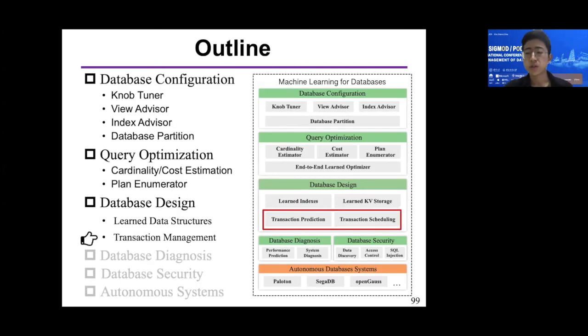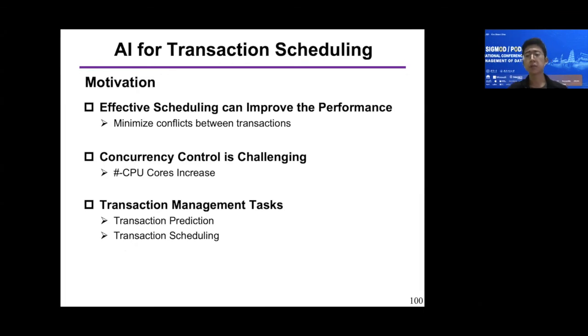Next, we introduce transaction management. The motivation includes that you need effective transaction scheduling, which can significantly improve the performance by minimizing the resource or data conflicts between different transactions. And it's challenging to control the concurrent queries or transactions. Besides, for transaction management, there are different cases like transaction prediction or transaction scheduling.